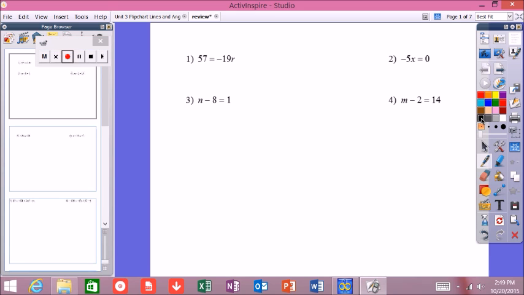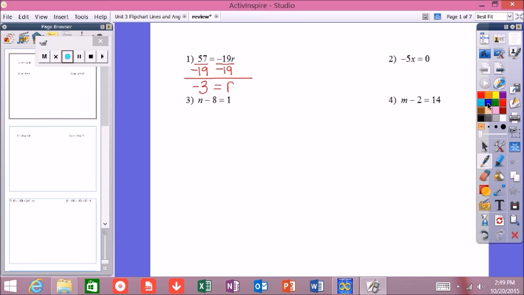Working number 1, you're solving for r, and our goal when we solve an equation is to isolate the variable. So when I'm using the division property, I will divide both sides by -19. You can use your calculator to type that in. On the right side, we have r equals 57 divided by -19 is -3.